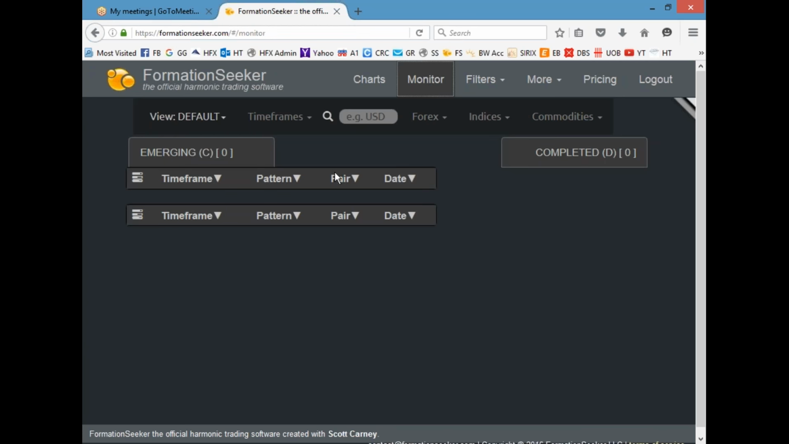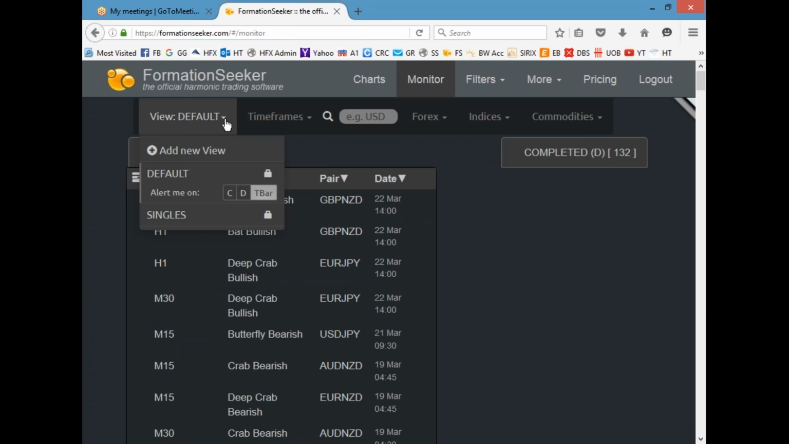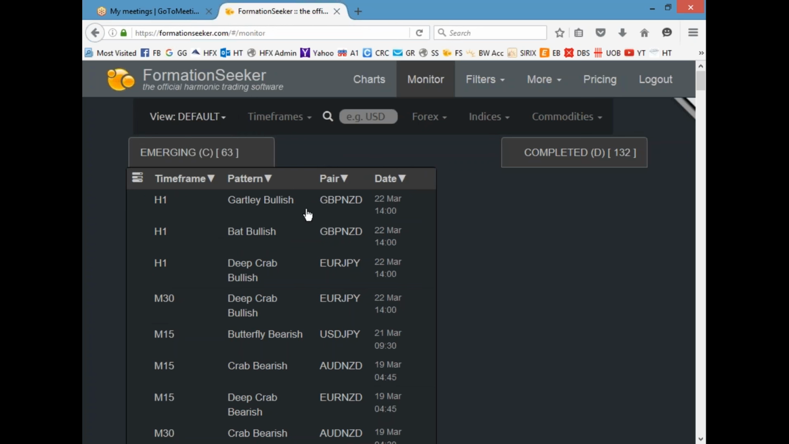So that's it for monitors, but under the view you can go and, okay, for me I have created a view and I've said I'm interested in M15 trades and above. That means don't show me trades that are 5 minutes and 1 minute. I don't have the time for that. I'm also not a very scalper kind of a person. So you can go and set up your view here.